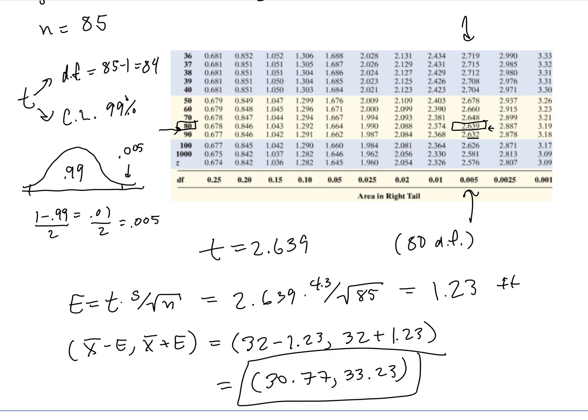Based on this, we would say that we have a level of 99% confidence that the true population mean, the average height of this type of tree, is in between the interval 30.77 to 33.23, or in other words, we've got a sample mean of 32 with a margin of error of 1.23 feet.